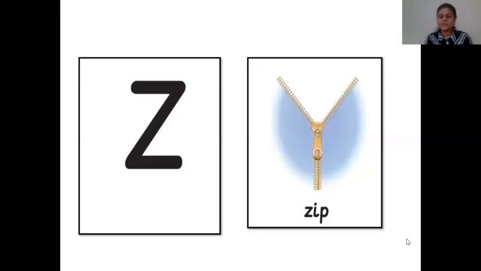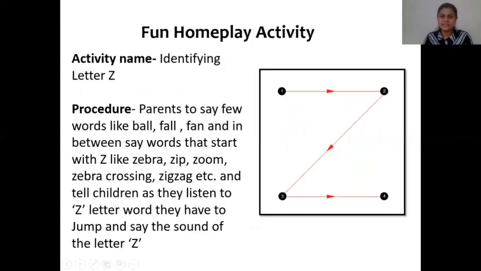And now let us quickly take a look at our fun home play activity. Now this activity is called identifying letter Z. What do you have to do? Well, you would want your mummies and daddies to say a few words like ball, fan, fall. And while they say these words, they would also be adding a few letter Z words in between, like zebra, zip, zoom, zebra crossing, zigzag.